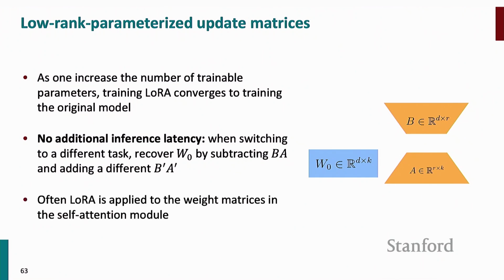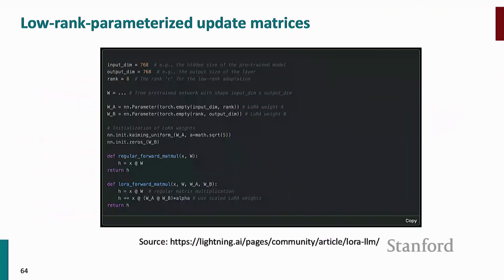And we'll see where you should apply LoRA, but generally you want to apply it to the weight matrices in self-attention. Okay, so in code it actually looks fairly simple. So what you're going to do is when you're running the regular forward pass, you just compute the hidden state as, let's say, the product of the matrix and the incoming feature vector.